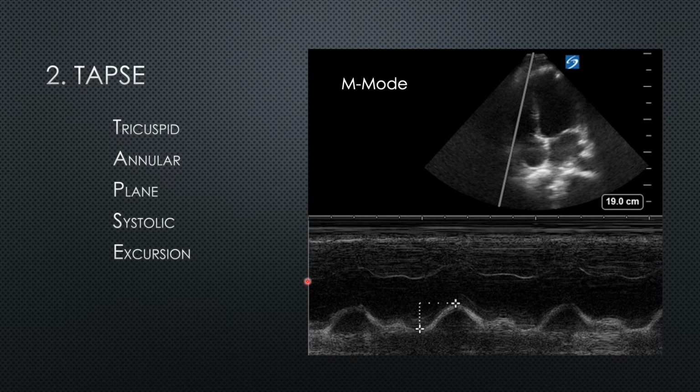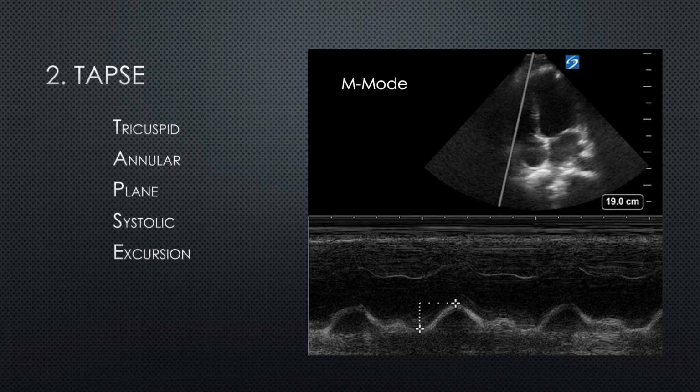So in this M mode image, we can see here's the base of the heart down here, and here's the apex up here. And this is the tricuspid annulus. So during systole, it moves up towards the apex, and then during diastole, it moves back down to the base. And if you measure that vertical distance that it's moving from base to apex, that's TAPSE. And that actually gives you a really good idea of RV function.